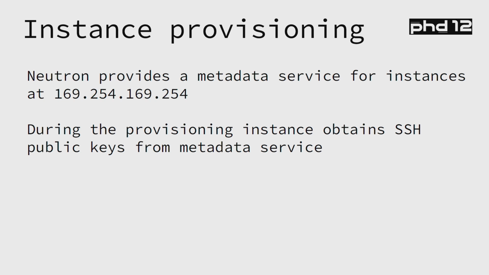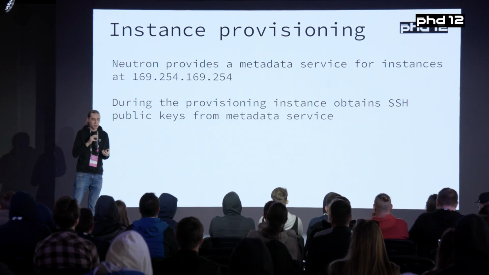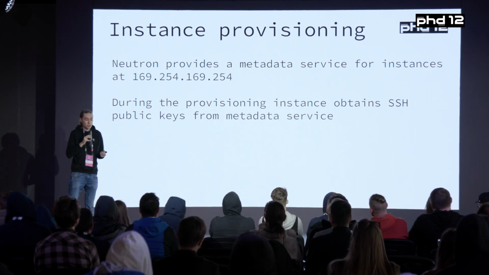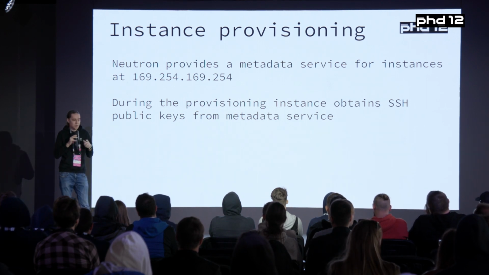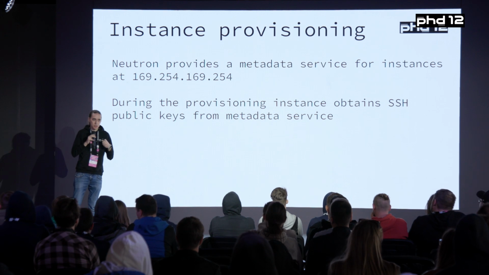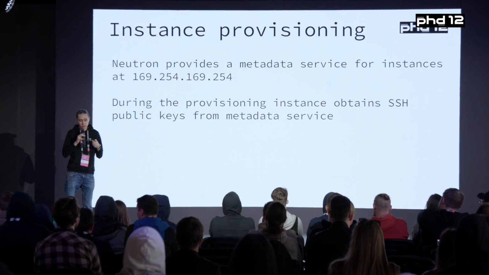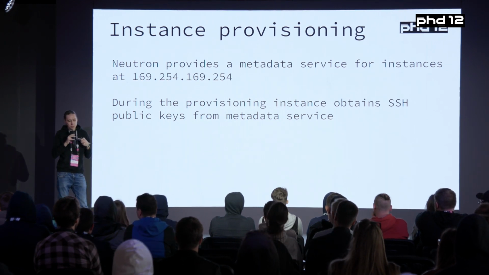Neutron, just like Amazon or other clouds, provides a metadata service. With Neutron, that's the IP address where it's available. Actually, very similar to Amazon's. So it enables the virtual machine to obtain data about itself, if for some reason it needs it.